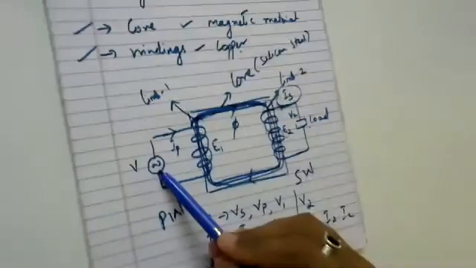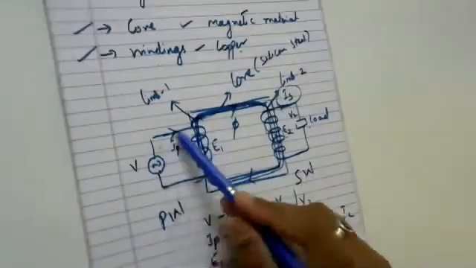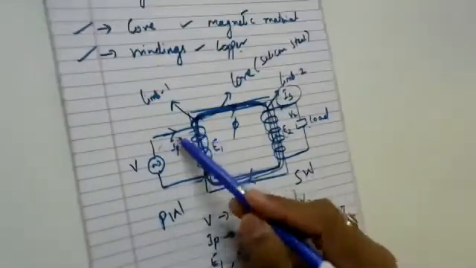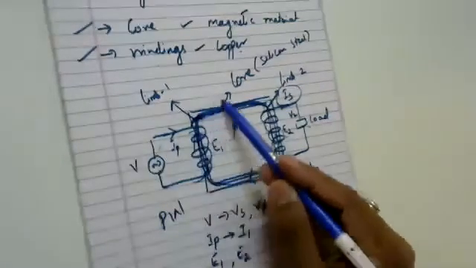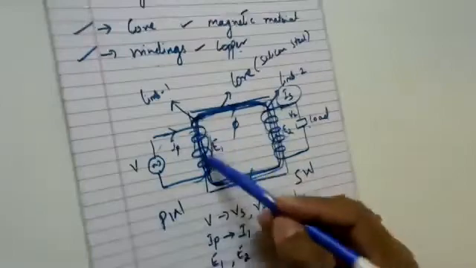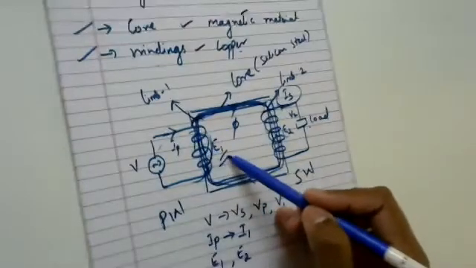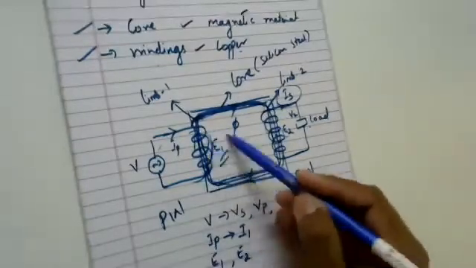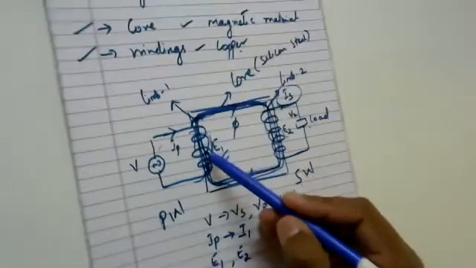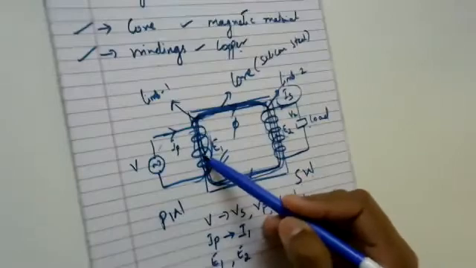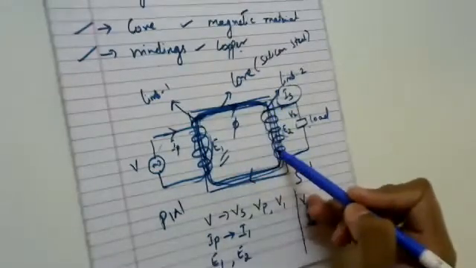When voltage is applied, current flows through the primary winding. When current flows through the primary winding, it produces a flux. That flux first links to the primary winding itself, so it produces EMF. Once the induced EMF is produced, then what happens? This flux from the first coil links with the secondary coil.